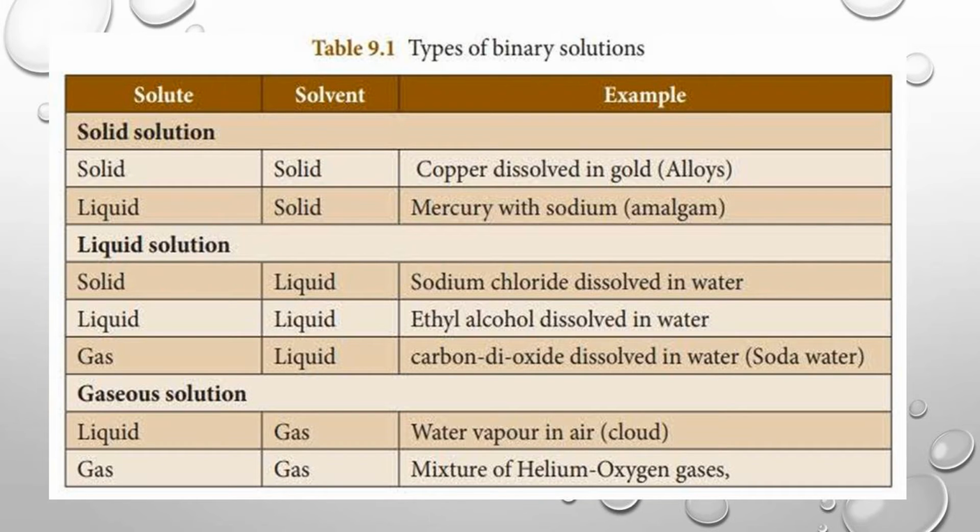We know that substances normally exist in three physical states. In our earlier classes we already studied solid, liquid and gas, and their molecular arrangements. In a binary solution, both the solvent and solute may exist in any physical state: solid, gas or liquid. I will also give some examples in a tabular column, listing the solute, solvent, and some examples.